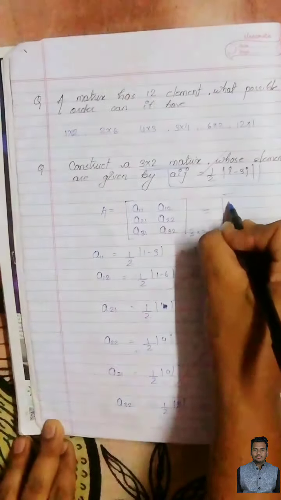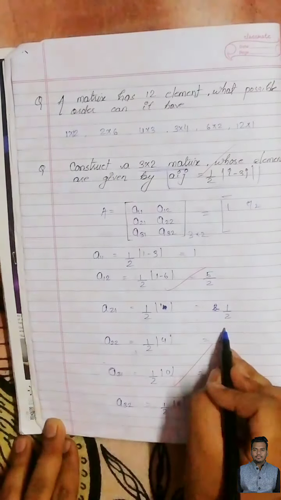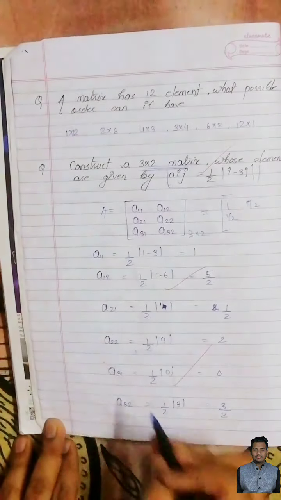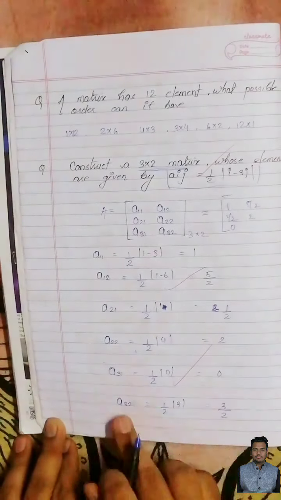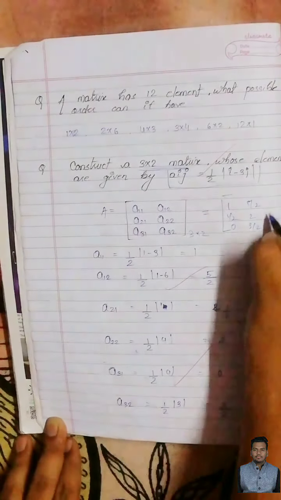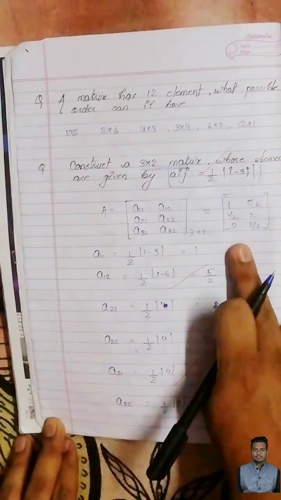Okay, so the final answer, we have to construct the matrix. So we get a11 equals 1, a12 equals 5 by 2, a21 equals 1 by 2, a22 equals 2, a31 equals 0, a32 equals 3 by 2. So here you can see that we have constructed a 3 cross 2 matrix with the help of this equation.